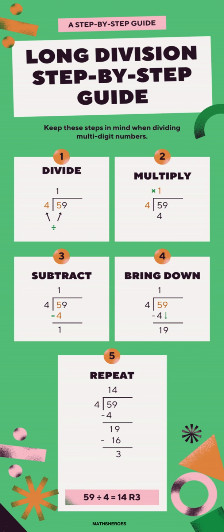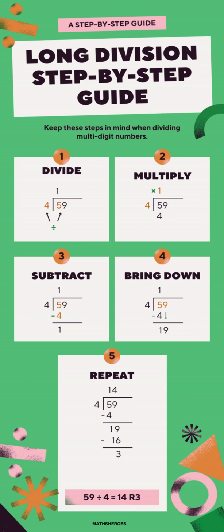Then after bringing down the 19, we repeat step number 1, where we divide 4 into 19. So 4 divided into 19, we will get 4 and a remainder of 3. So we write the 4, which is our quotient. Then we multiply again 4 by 4 to get 16. Then we say 19 minus 16, which is our third step where we subtract. Then we get 3. 3 is a smaller number than 4, therefore 3 is a remainder.